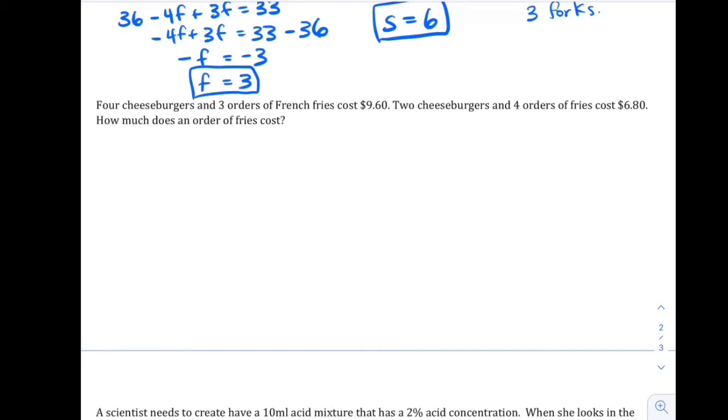So let's go through this. Our unknowns are how much it costs for 1 cheeseburger and how much it costs for 1 fries. So I'm going to call C, cost for cheeseburger. And I'm going to call F, cost for fries.